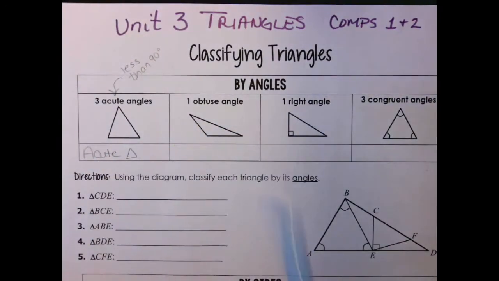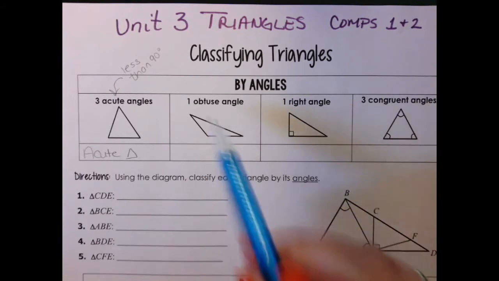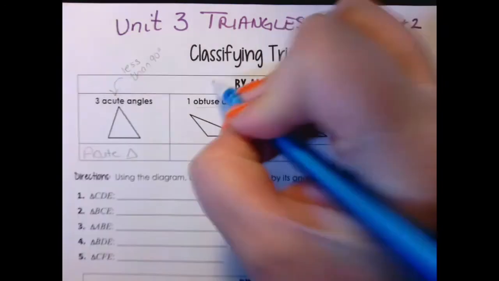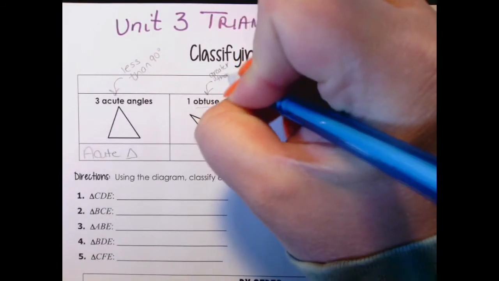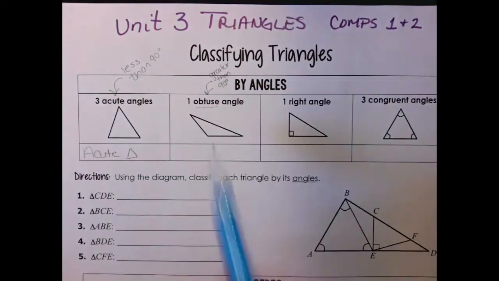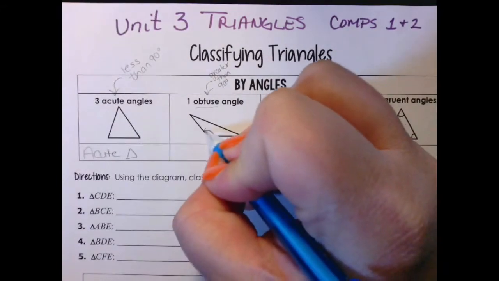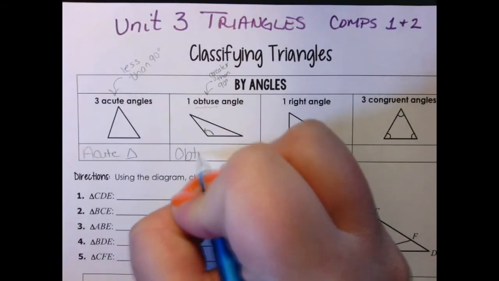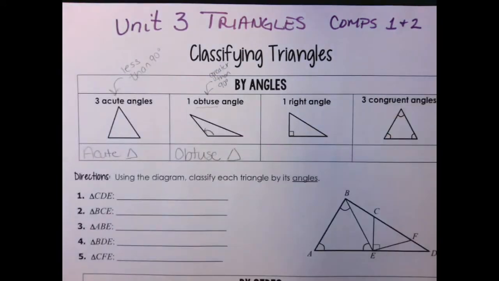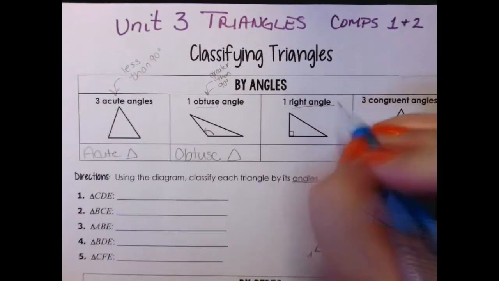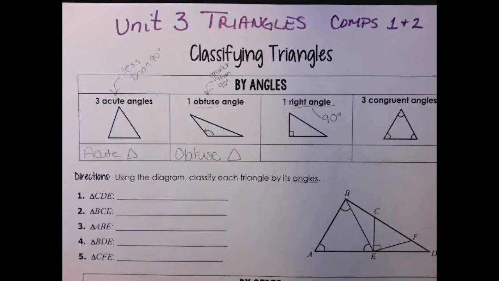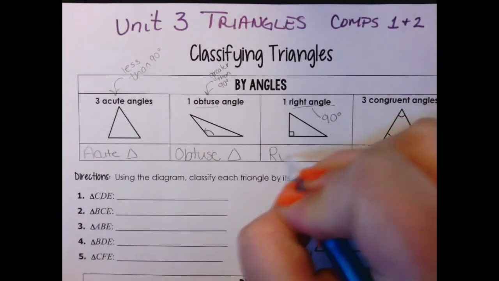Okay. Going on to my second one, an obtuse angle. Obtuse meaning greater than 90. Okay, and you only have to have one angle that is obtuse for it to be an obtuse triangle. Third, we have one right angle, and that right angle means it is 90 degrees exactly. If we have one right angle, we mark it with that little box. This is going to make this a right triangle.